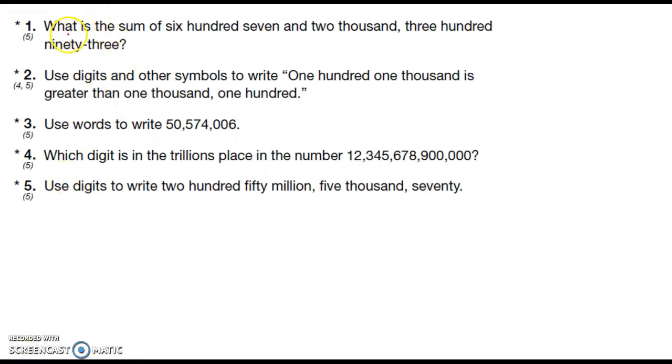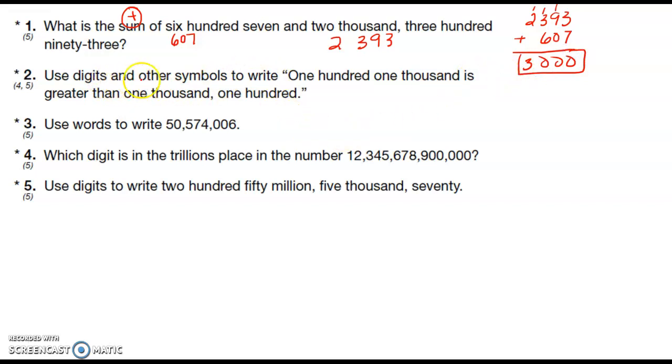Okay, so let's decode this. Number 1 says, what is the sum, and I know that's an addition problem, of 607 and 2,393. So I have 2,393 and I have 607, and I'm going to add those two. And I get 3,000. Okay.